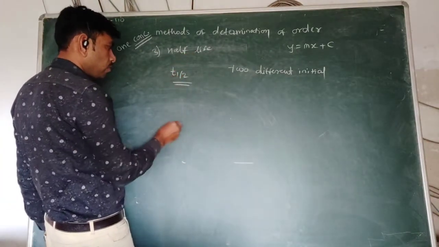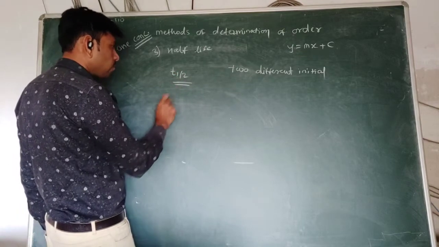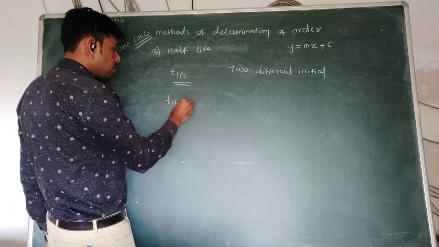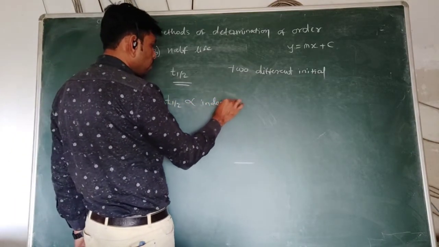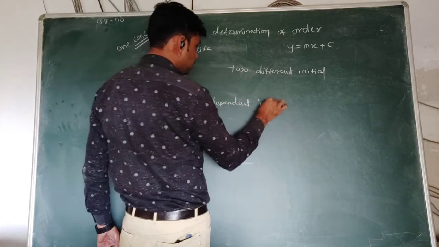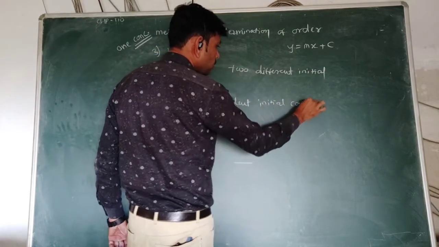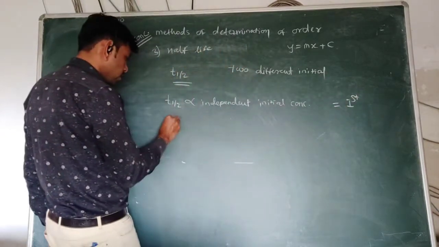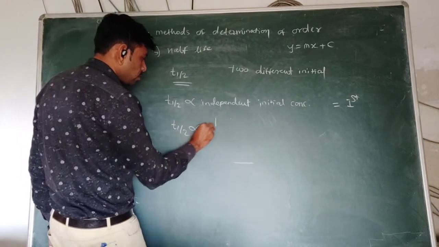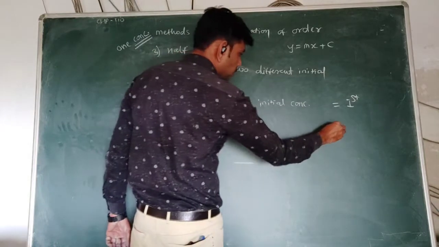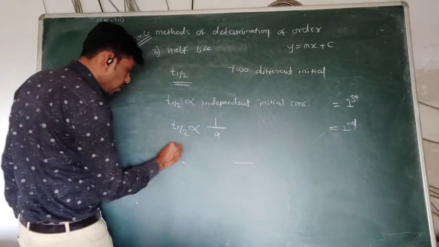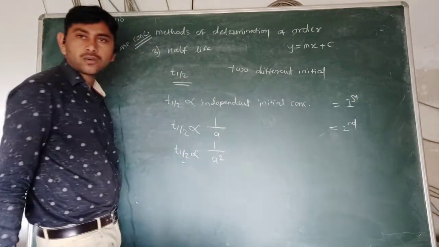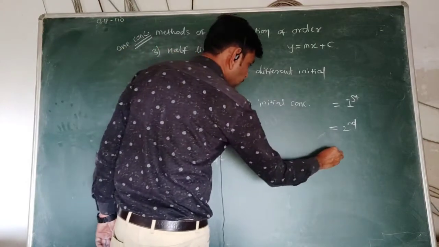So the half-life for this reaction is obtained with two different initial concentrations, and if half-life is independent of initial concentration, then the reaction is first order. If half-life period is inversely proportional to initial concentration, then the reaction is second order. If half-life is inversely proportional to the square of the initial concentration, then the reaction is third order.